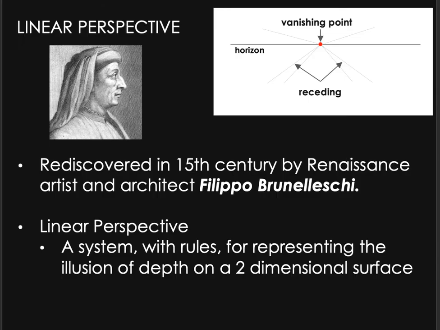All right, so we have optical perspective, which is working with the eye to create an illusion of depth. But then we have linear perspective. And linear perspective is a system with rules that helps artists represent the illusion of depth in their artwork on these two-dimensional surfaces. Now, this was lost during the pre-Renaissance, so the Middle Ages.